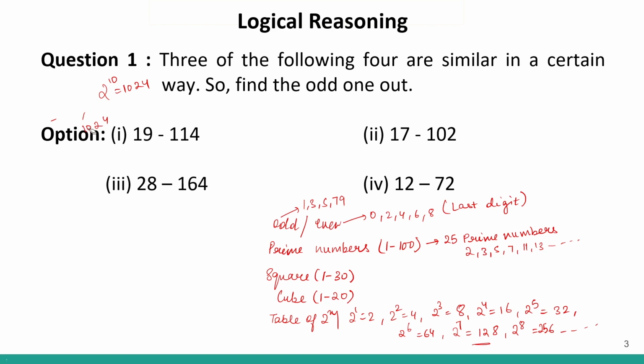So now let us look at question number 1. In question number 1, there are 4 options. 3 of them are similar and 1 is different. We have to find the one that is the odd one out. Okay?